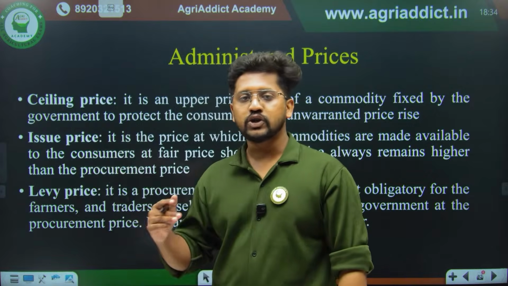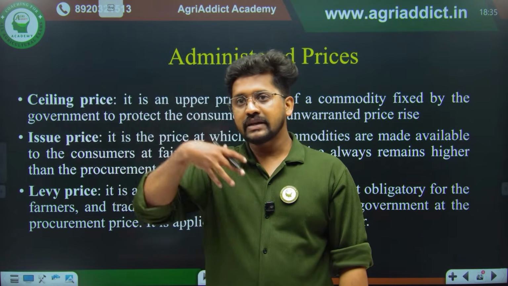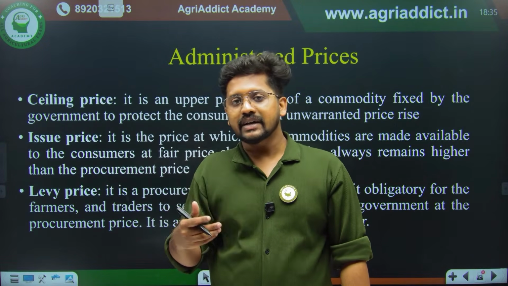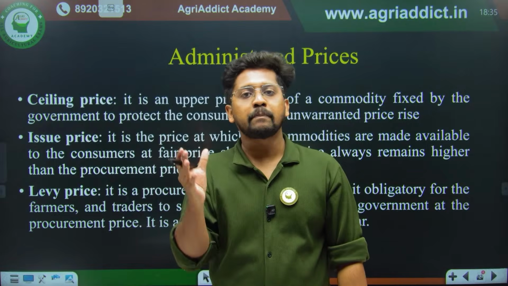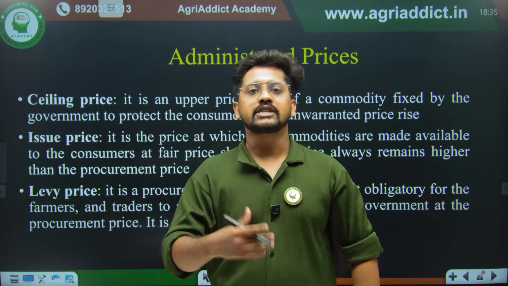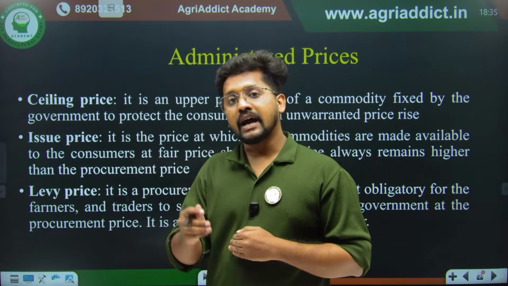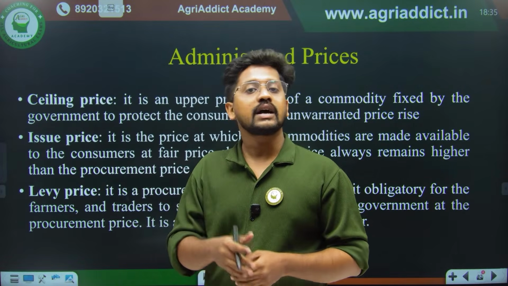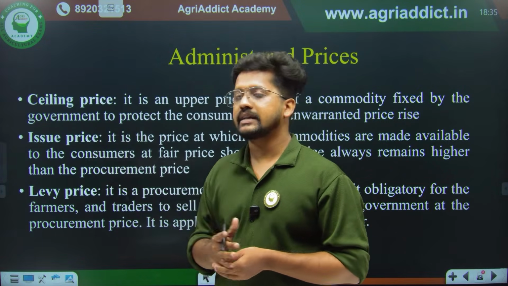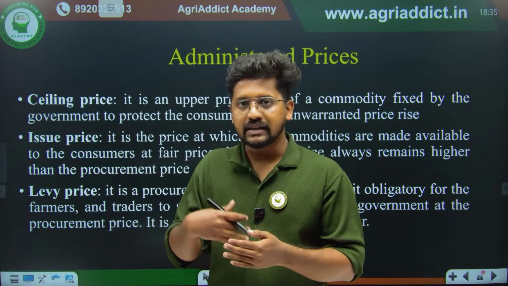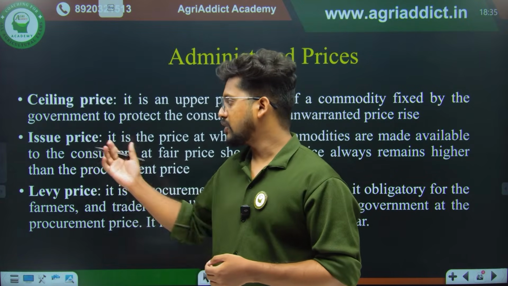Then there is the issue price. Whatever the government has procured, they will try to distribute it through the public distribution system, the ration shops, right? At what price they distribute it to the common people, that is none other than the issue price. The price at which it is issued in the market is known as issue price.